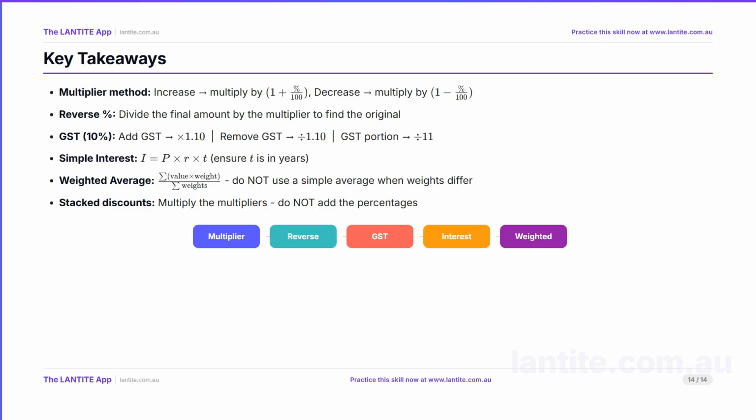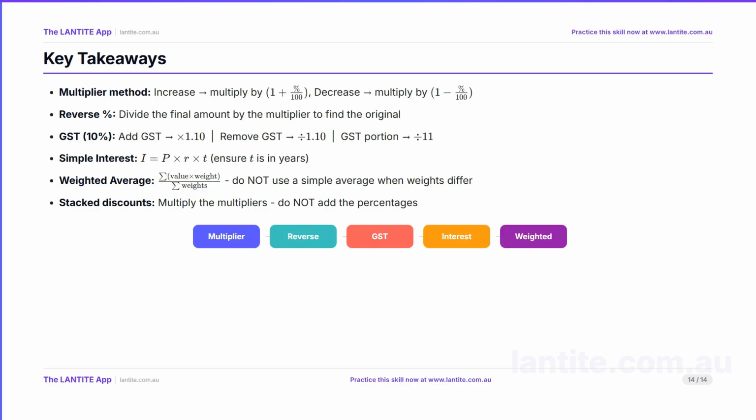Let's recap the key takeaways from this lesson. The multiplier method is your best tool for percentage increases and decreases. For reverse percentages, always divide by the multiplier, never subtract a percentage from the new amount. For GST, remember to multiply by 1.10 to add it and divide by 1.10 to remove it. Simple interest uses the formula I equals P times R times T, with time always in years. And for weighted averages, multiply each value by its weight and divide by the total weights.